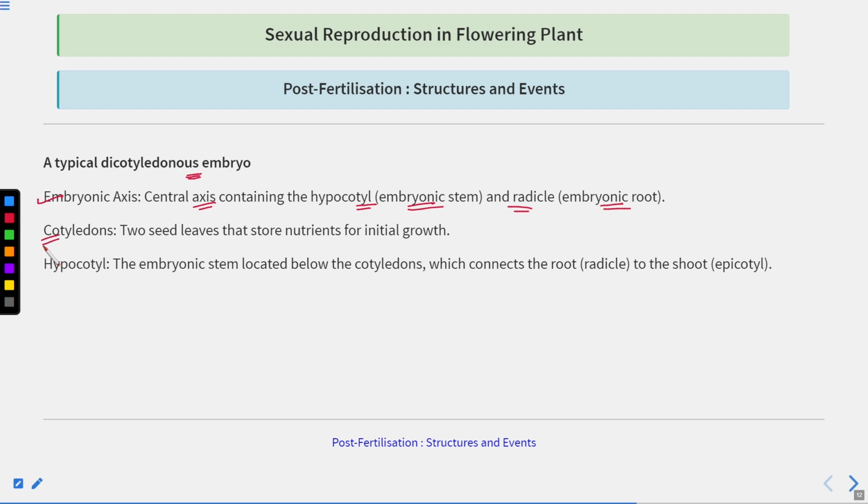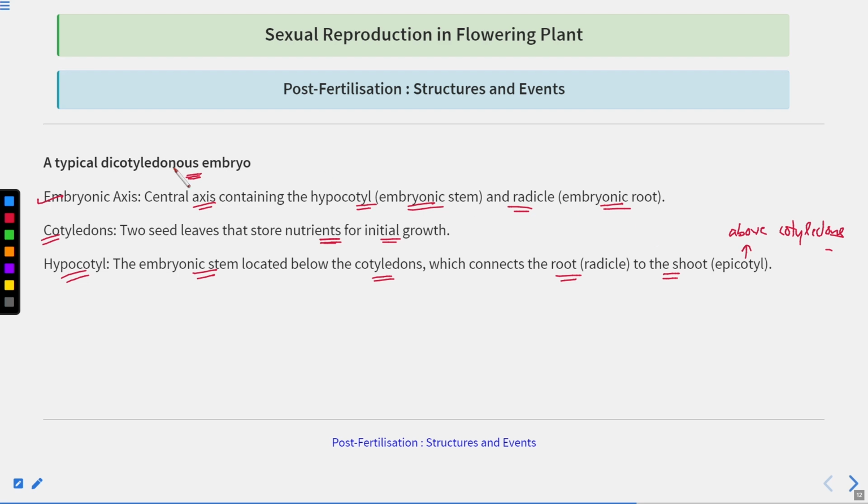From this, we have the cotyledon. What is the cotyledon? These are the 2 seed leaves that store the nutrients for the initial growth. So what is the role of the cotyledon? They store the nutrients which are required for the initial growth. Then we have the hypocotyle. What is hypocotyle? Hypocotyle is the embryonic stem located just below the cotyledons, which connects the root to the shoot system. What is epicotyle? Epicotyle is a region above the cotyledon.